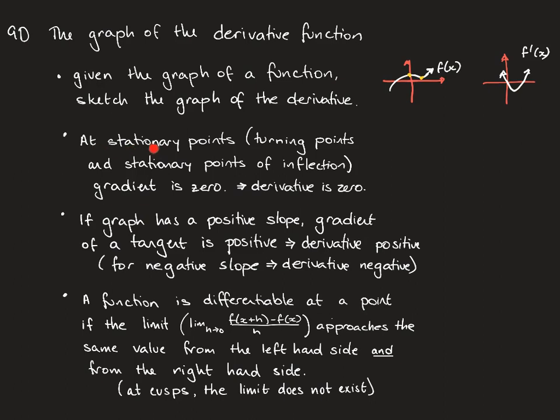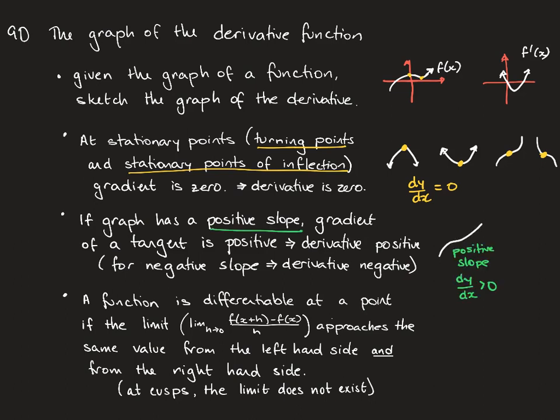The second thing we're going to look at, and the piece of information we're going to use, is stationary points. You might remember these from year 11, so turning points and stationary points of inflection. The derivative is equal to 0. We're also going to use the piece of information that if the graph has a positive slope, so it slopes upward, the gradient of the tangent anywhere along that line is positive, and so the derivative is positive. And the same for negative graphs.